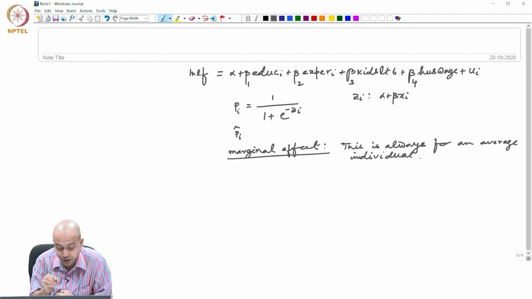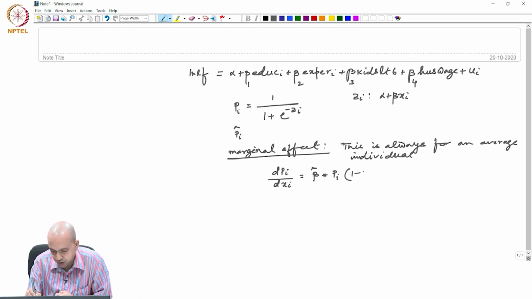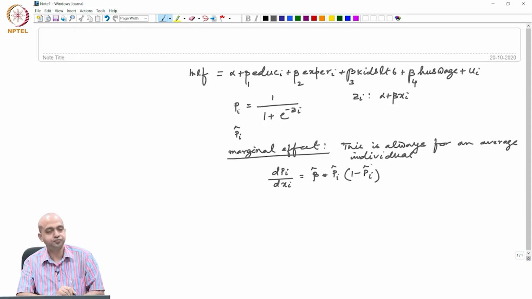Okay, for the average individual. Why is this so? Because your marginal effect shows dpi/dxi equals your beta hat, I will say beta i hat, into pi hat into 1 minus pi hat, and once you estimate, all these are hats. Now, why am I saying that the marginal effect concept is only for the average individual?